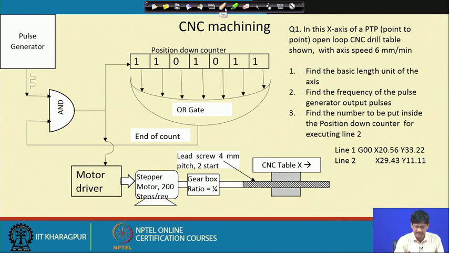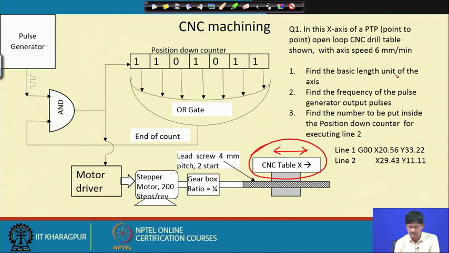The table is this one. This is the CNC table x axis. So, it is capable of moving this way and that way. Who is moving it? The lead screw is moving it. The lead screw is connected to the motor through a gearbox. The motor is run by the pulse generator. So, the pulses which are emitted here, they are moving through, and for the timing let us assume that nobody is stopping these pulses from reaching the motor.